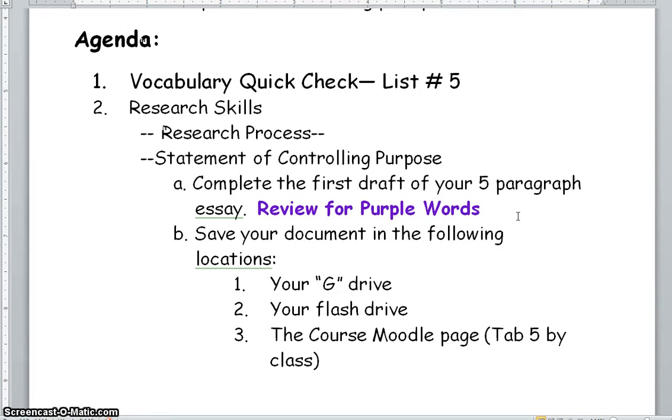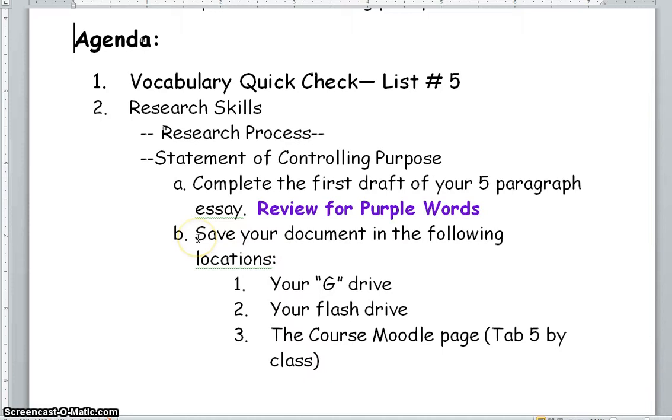Also, for today, really check and review for those purple words. Make sure you're using 11th grade quality vocabulary. Make sure you're not having any issues with your vocabulary, such as homophone and homonym issues. Definitely look to see that what you are saying is what you're meaning to say.